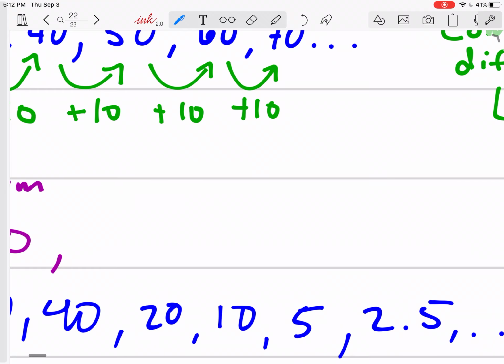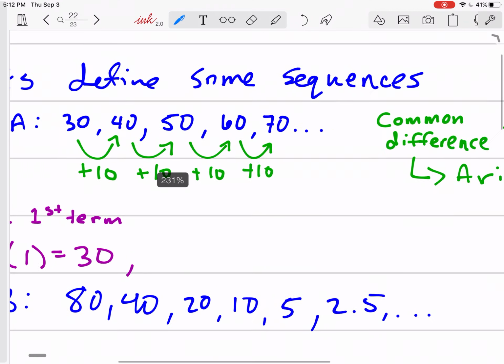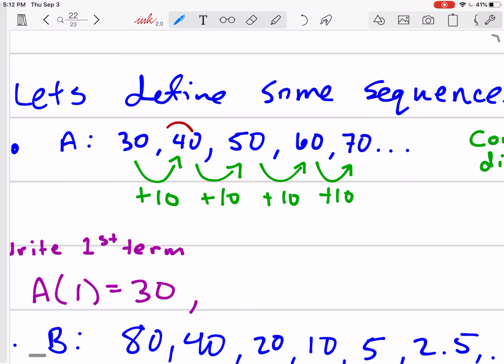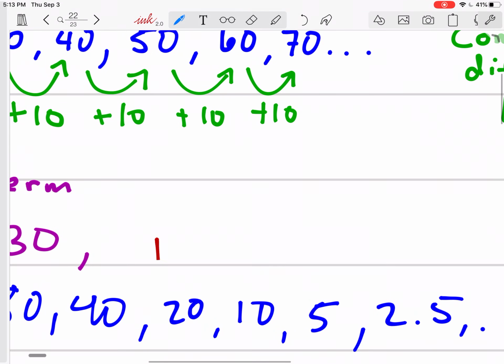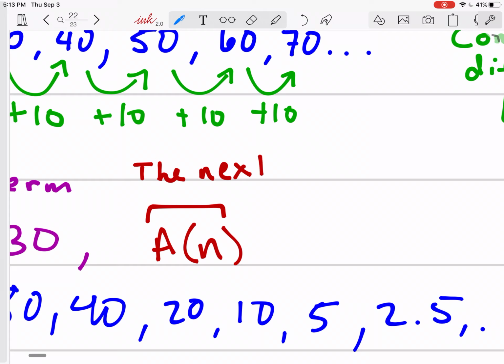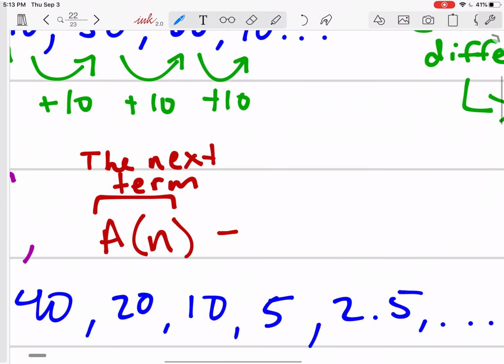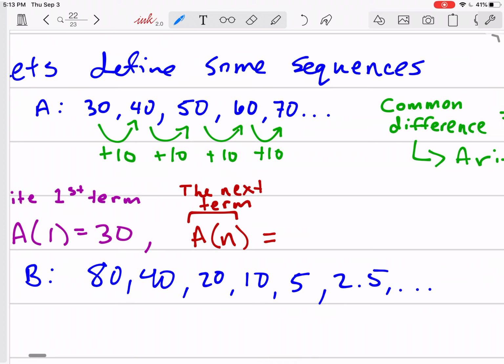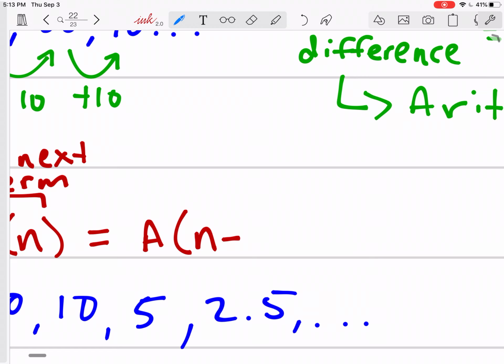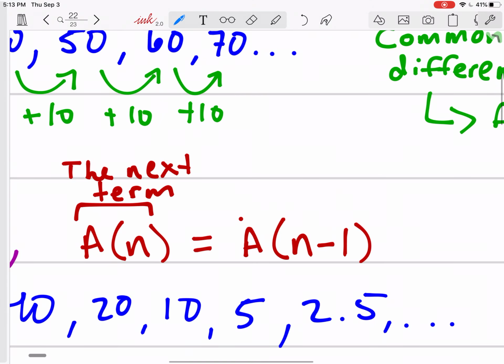So we're going to say, well, how do we get from one term to the next? As a statement here, if I were to describe this, to get to the next term, 40, I know that it's 10 more than the previous term. Or, in other words, we have to take the previous term and add 10 to it to get to the next term. So we'll say A of n. This means the next term. A of n is referring to the next term. To get that, we're going to take the previous term and add 10 to it. A of n minus 1 is the previous term.